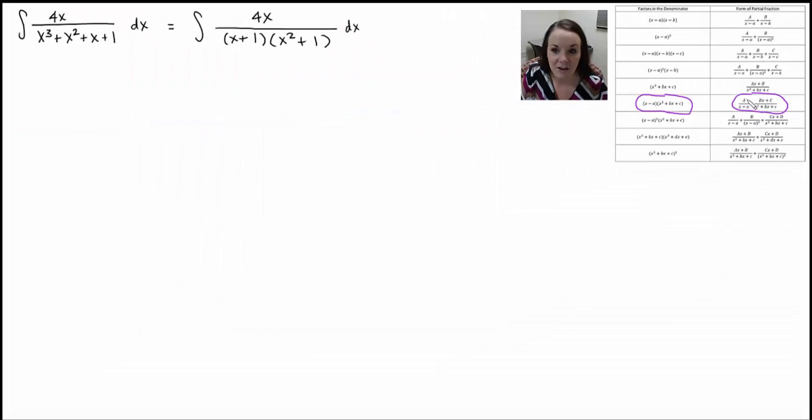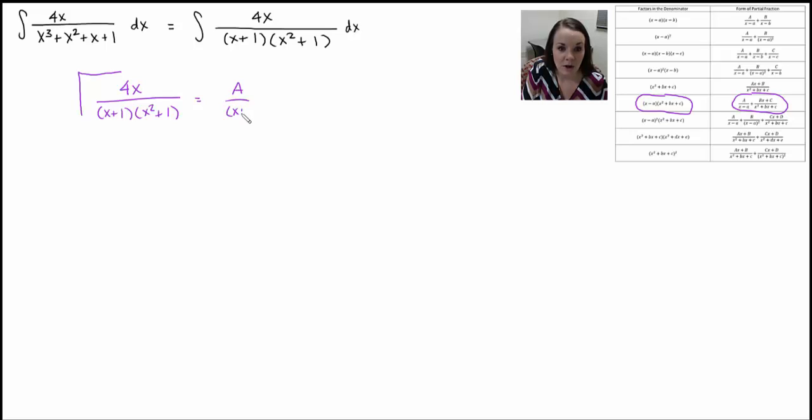And once I have that, I've solved my a, my b, and my c. I'll go ahead and integrate each of those fractions separately to get the final answer. So I go off to the side and do a little bit of extra legwork. My 4x over my factored form of the denominator will be equal to my partial fractions. So I take a over x plus 1 and then bx plus c over x squared plus 1. And my goal then is to solve for a and b and c. And when I do that, I can then integrate this form to get my final answer.